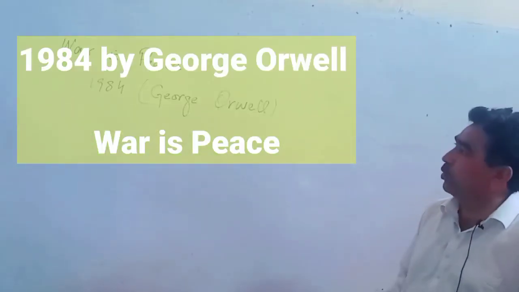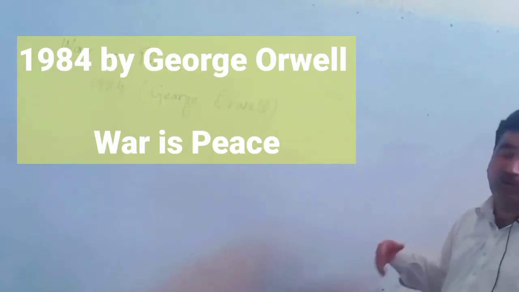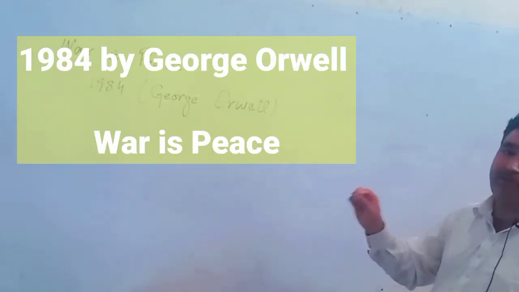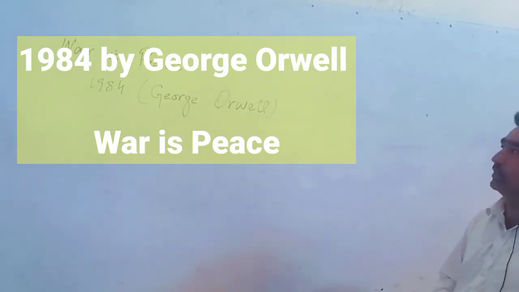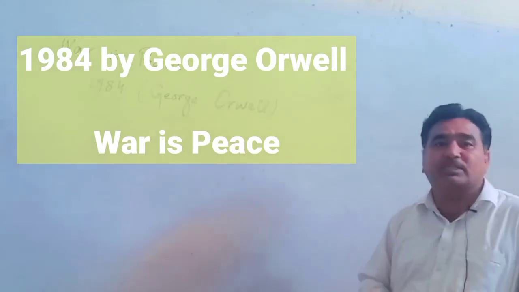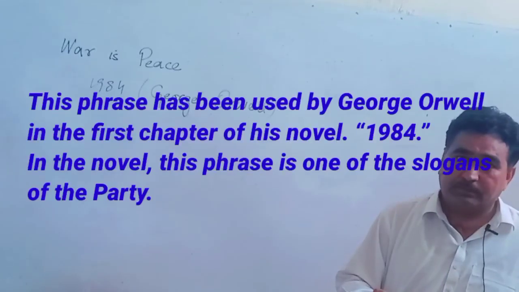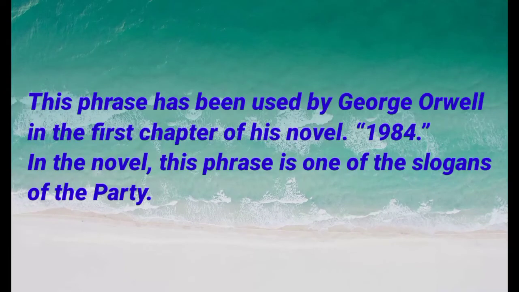Look at this example: War is Peace. It's taken from 1984, a novel written by George Orwell, and it is a perfect example of paradox. If you look at the statement, war is peace, how can peace be possible if there is war? The phrase has been used by George Orwell in the first chapter of the novel 1984.